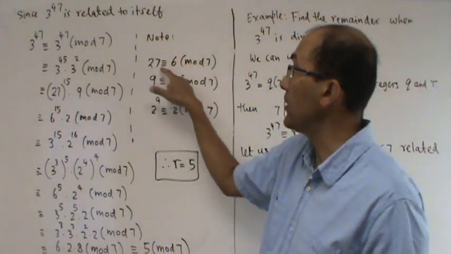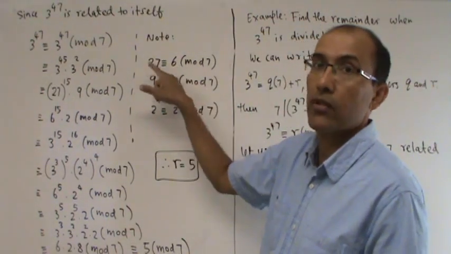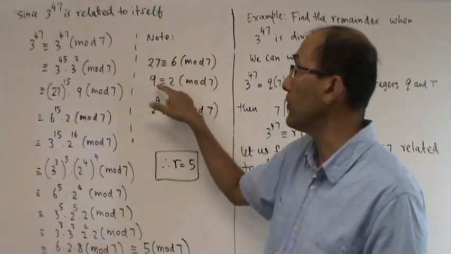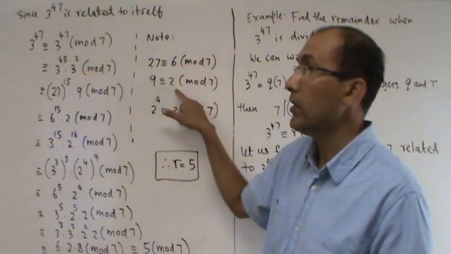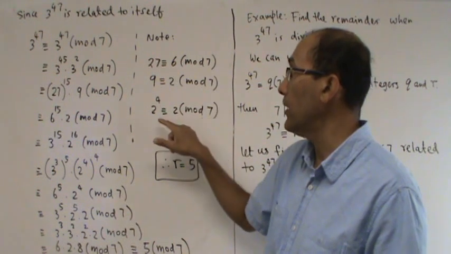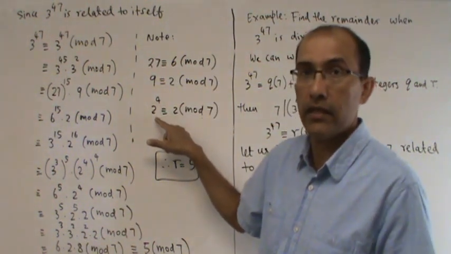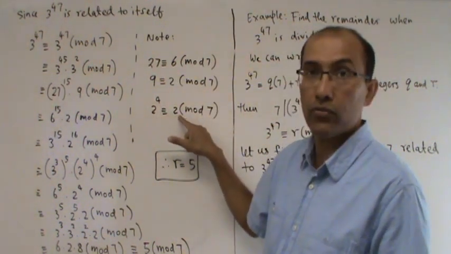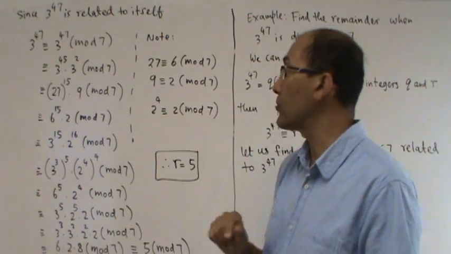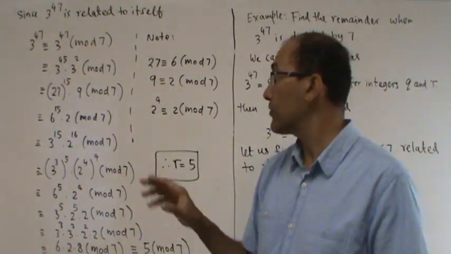I know that 27 is related to 6, because 27 minus 6 is 21. I know that 9 is related to 2 because 9 minus 2 is 7. I know that 2 to the 4, which is 16, is related to 2 as well, because 16 minus 2 is 14.